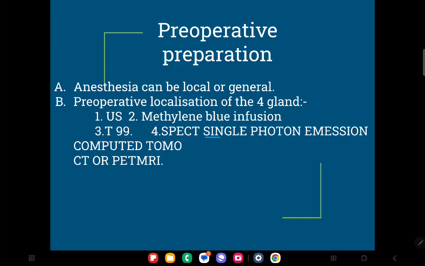Or you can do also MRI. So these are the investigations you can do for localization. The ultrasound, don't forget the methylene blue infusion, don't forget the technetium 99 as indicator for the parathyroid. Don't forget the single photon emission computed tomography, plain CT can be done, or positron emission tomography, or even MRI can be done.